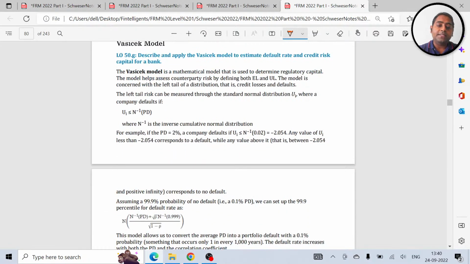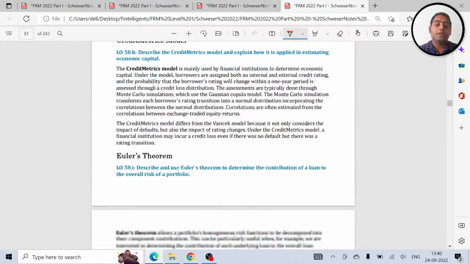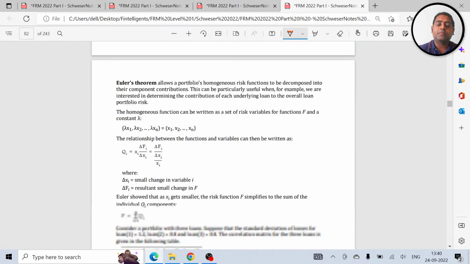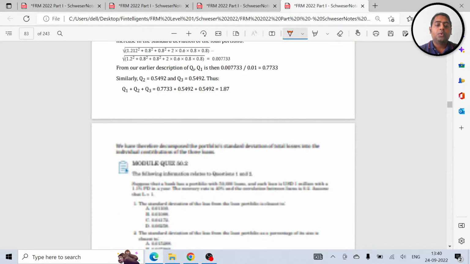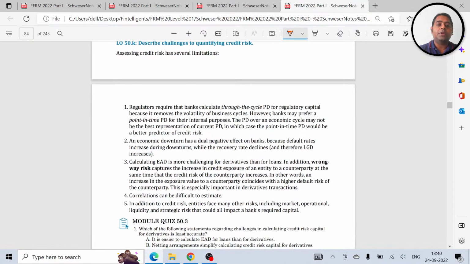Okay, Vasicek model. This part in the Vasicek model is very, very important. They have been testing on this basic formula. I've heard questions being there. Okay, so that is there. Euler's theorem also, I don't expect questions to come. Challenges in assessing risk. This part you can read. Last part, marking it a star from the measuring credit risk perspective.